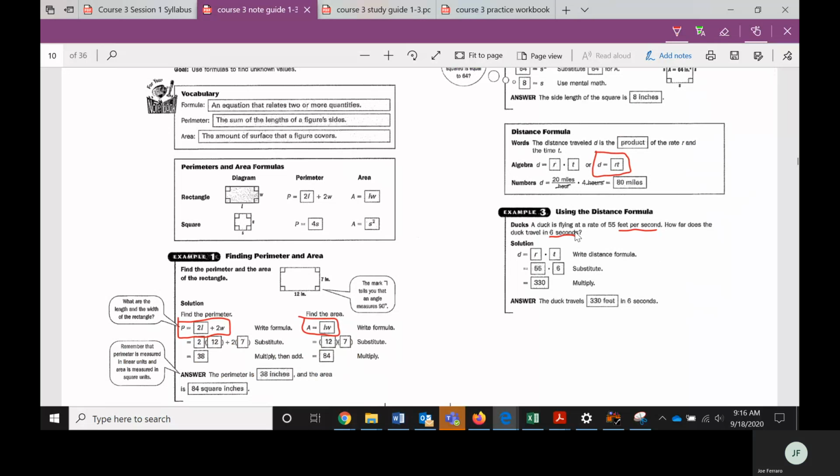So the formula that they give us, distance equals rate times time. We're looking for the distance because it says how far. And then they give us the rate and the time. So 55 feet per second times 6 seconds. So 330 when you multiply those together, and that is in feet because the rate was in feet per second.